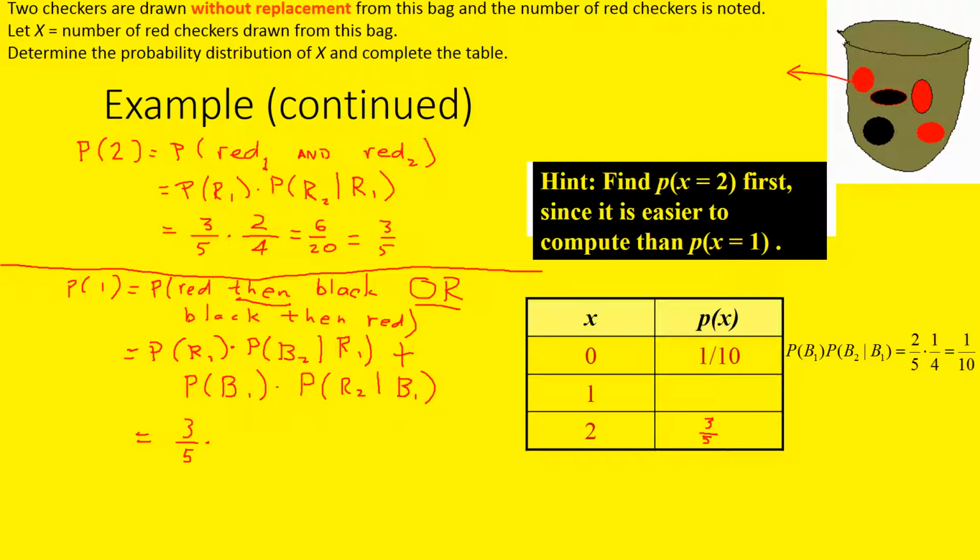So probability red on the first draw, we can look at the bag and see again a 3/5, and probability black on the second draw, given that you had red on the first draw, is well, 2/4. And we'll simplify in the next step. Plus probability black on the first draw. So now let's change this picture.